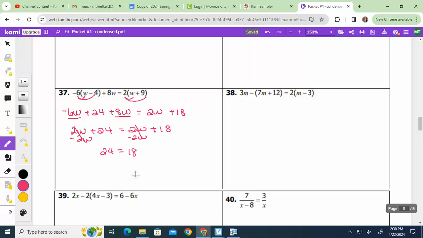So what did we write here? No solution. What if you solved this and you had 24 equals 24? All real numbers, infinite solutions. So the reason we didn't get an answer here is all of my W's canceled out. We didn't have a variable left. And so if your variables all canceled, it's one of two options. If you're left with something that's true, it's all real numbers. If you're left with something that's false, it's no solution.